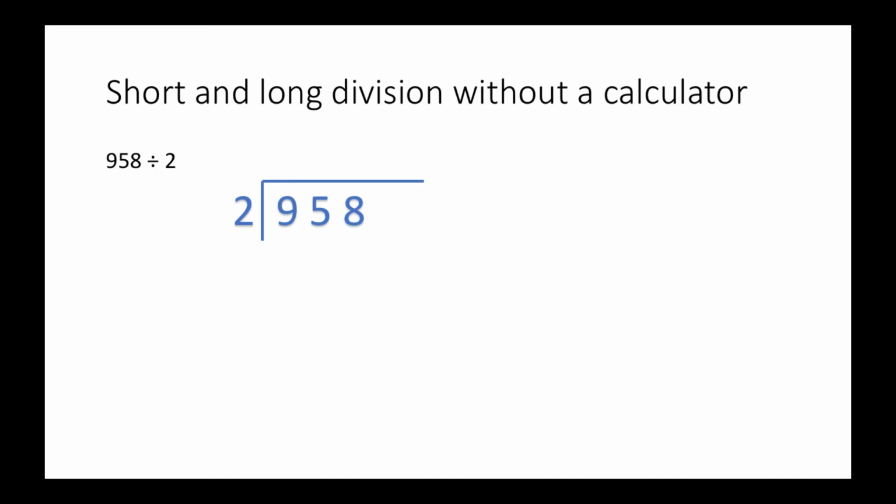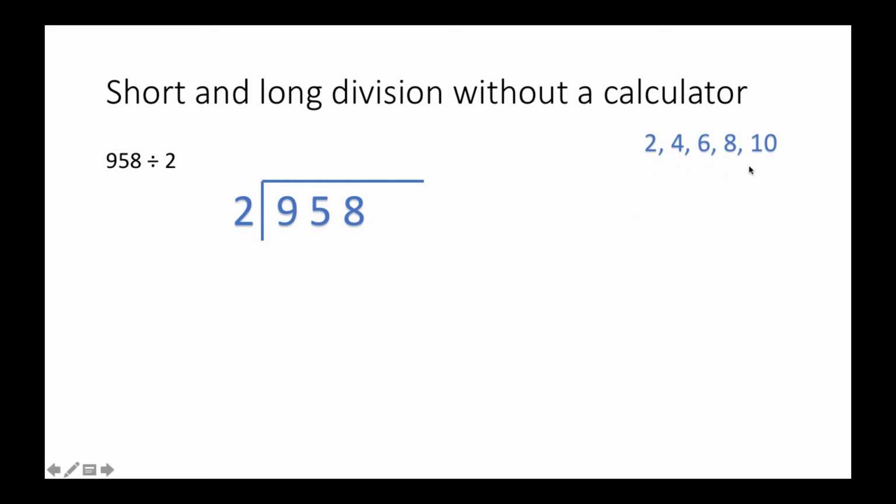958 divided by 2. Now again, you could do that really easily by halving it, but just to show you an easy one, I wanted to put it into the bus stop. So first of all, 2's into 9. Well, we can do that. I'm going to look at my 2 times table a little bit, just in case. If you get stuck, write down your times table.